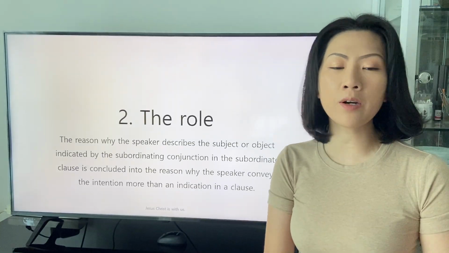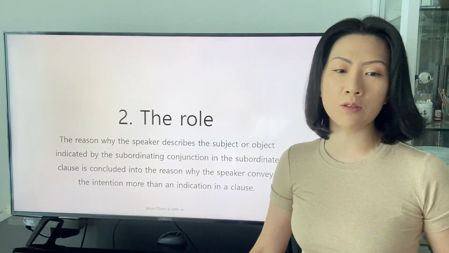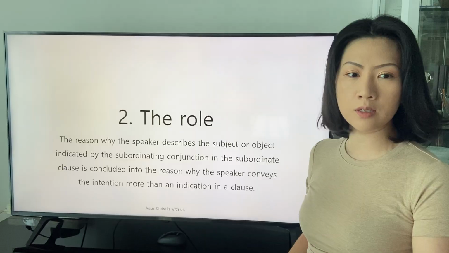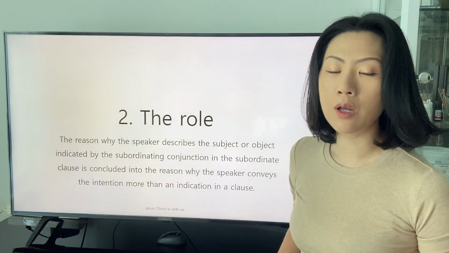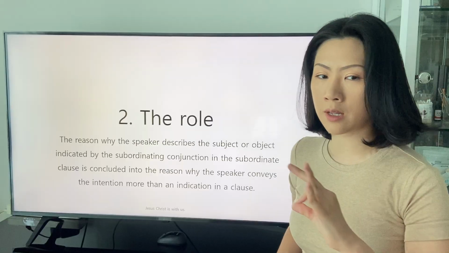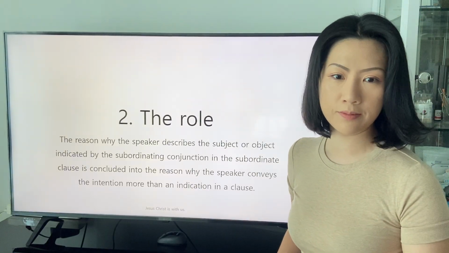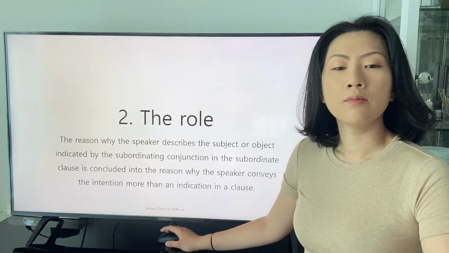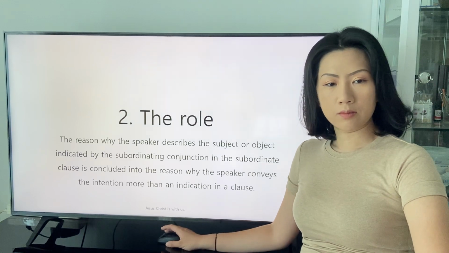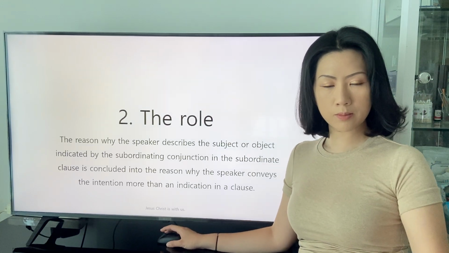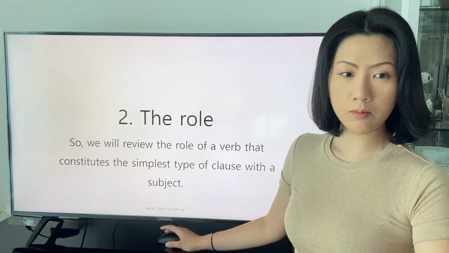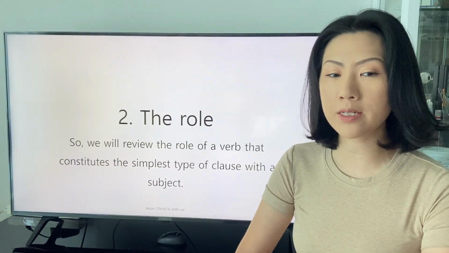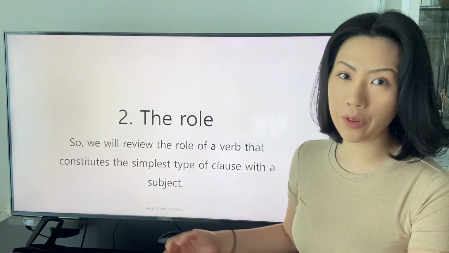The reason why the speaker describes the subject or object indicated by the subordinating conjunction in the subordinate clause is concluded into the reason why the speaker conveys the intention more than an indication in a clause. So we will review the role of a verb that constitutes the simplest type of clause with a subject.